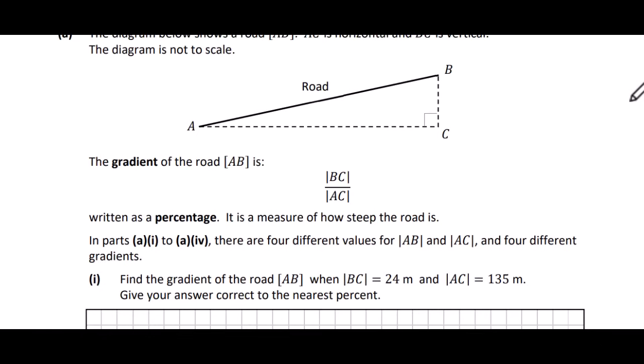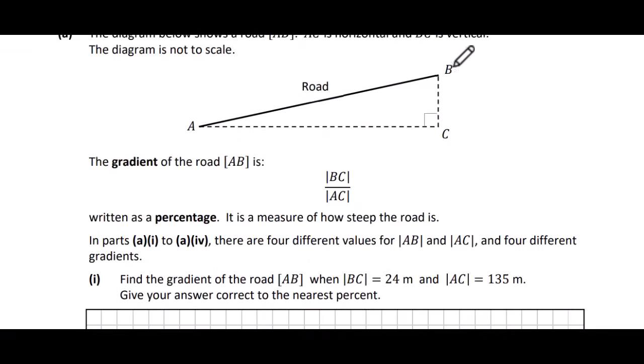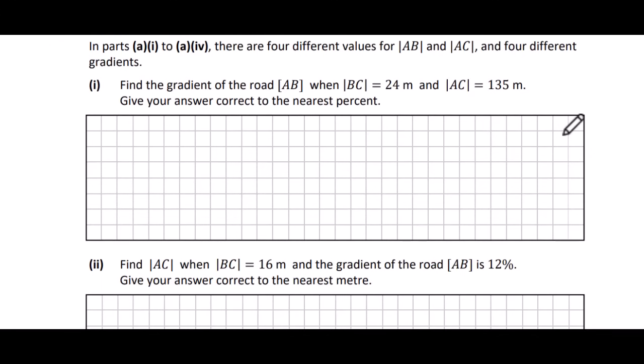In parts A1 to 4, there are 4 different values for BC, and AC and 4 different gradients. Find the gradient of the road AB if BC is 24 and AC is 135. Give your answer correct to the nearest percent. So let's have a look at that. We have BC, which is this side here, is 24. So the gradient is going to be equal to 24 over AC, which is 135. You've got to multiply that by 100. So when you do that to the nearest percent, it's going to be 18%.